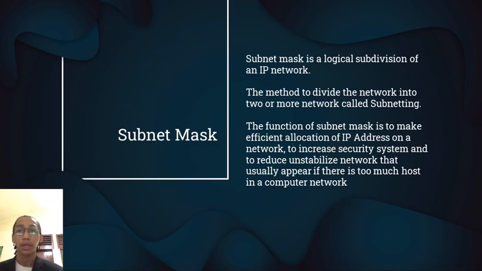Next is subnet mask. A subnet mask is a logical subdivision of an IP network. The method to divide the network into two or more networks is called subnetting. The function of a subnet mask is to make efficient allocation of IP addresses on a network, to increase the security system, and to reduce the unstable network that usually appears if there are too many hosts in a computer network.